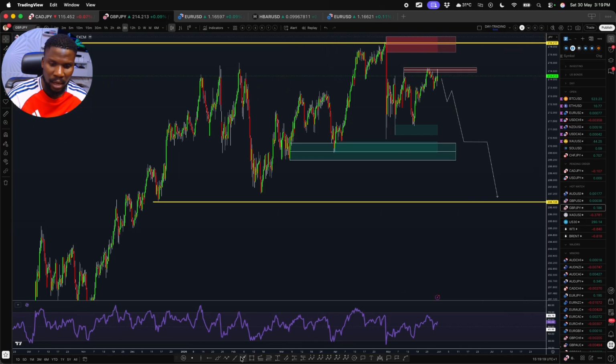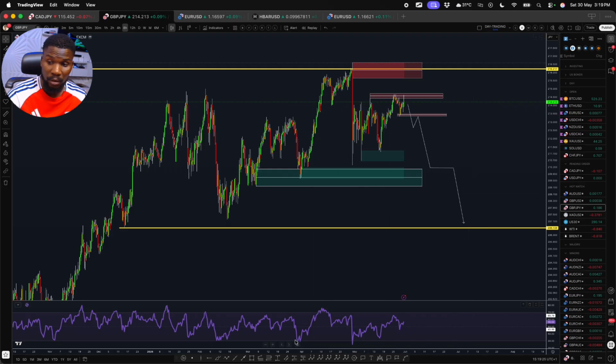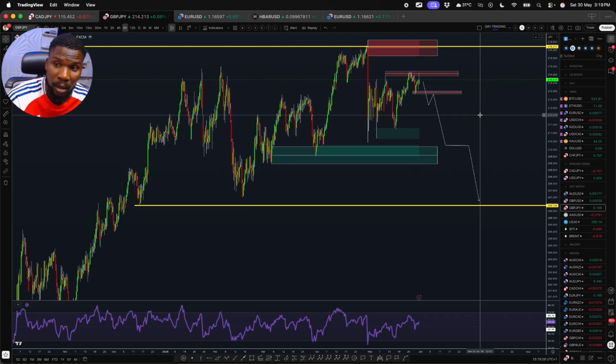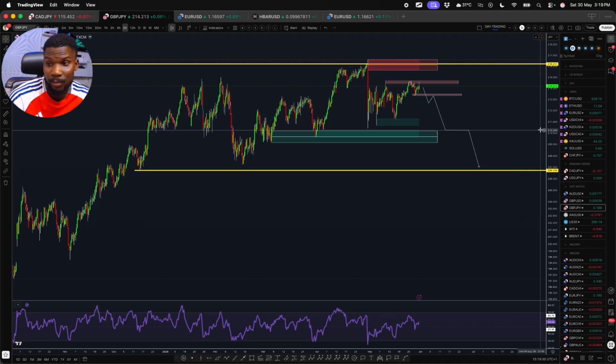Or again, I would be careful because this is a counter trend trade that I personally do not fancy. I do not fancy it, but I love it. I hope that makes sense to you.